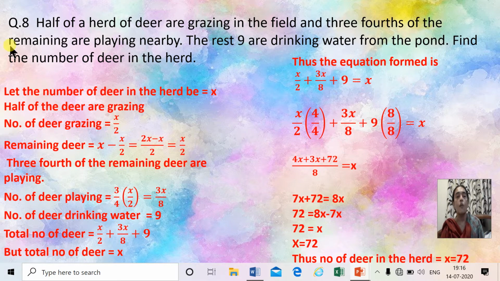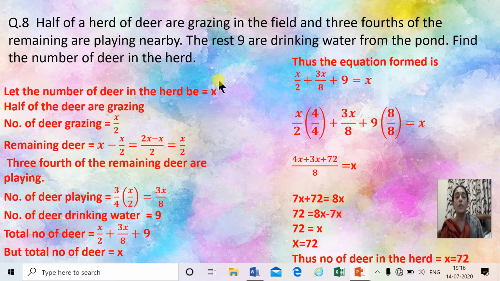Now we will read one sentence and form the equation accordingly. Half of the herd of deer are grazing in the field. That means half of x. So first you write down half of the deer are grazing. That means the number of deer grazing is equal to x upon 2. Right?